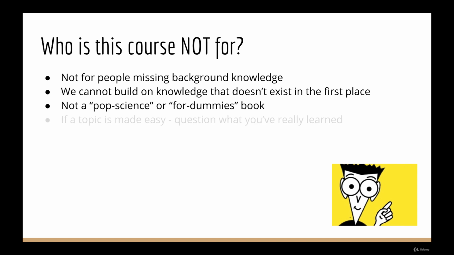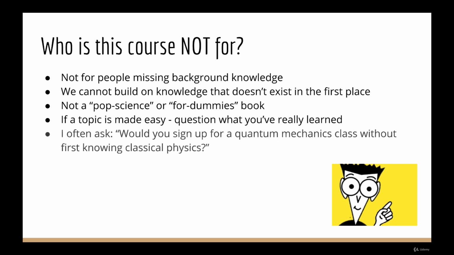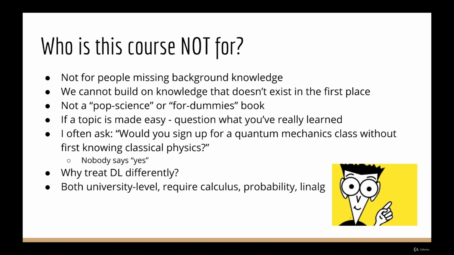Sure, it's possible to make things look easy, but then you have to question, what have you really learned? It would be like trying to learn quantum mechanics without first learning Newton's laws. Whenever I ask people, would you sign up for a quantum mechanics class without first knowing anything about physics? Well, let me tell you, nobody says yes. So why treat deep learning differently? They are both college-level subjects, and surprisingly, they both depend on a lot of the same prerequisites, namely probability, calculus, and linear algebra. Where they differ is that deep learning involves data and programming, whereas quantum mechanics involves physics. But you wouldn't sign up for a quantum mechanics class without knowing about Newton's laws first.